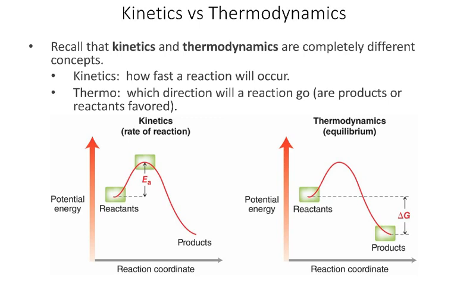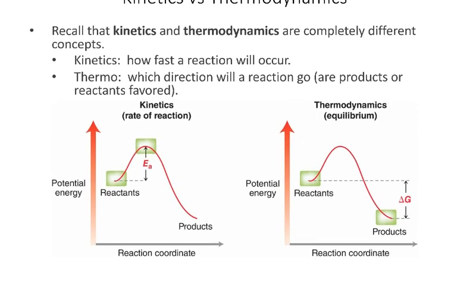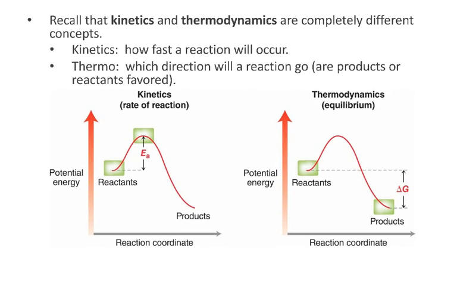We can have spontaneous reactions. That means that they're product favored and they go to the right. They can be very fast, and we can also have spontaneous reactions that are very slow. But the reaction energy diagram actually has information about both the kinetics and the thermodynamics of a chemical reaction.